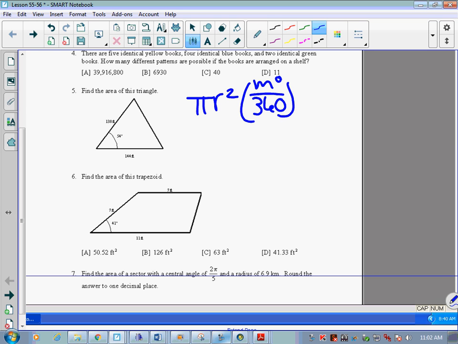So 2 times 180 is 360. 360 divided by 5, 72. All right, so that's my central angle. So we're going to take 6.9. So we got pi times 6.9 squared. What do you say, 72? Yeah, 72 over 360. And I would use pi if I was working it out.